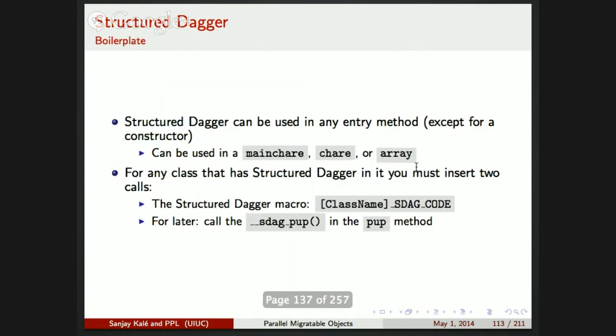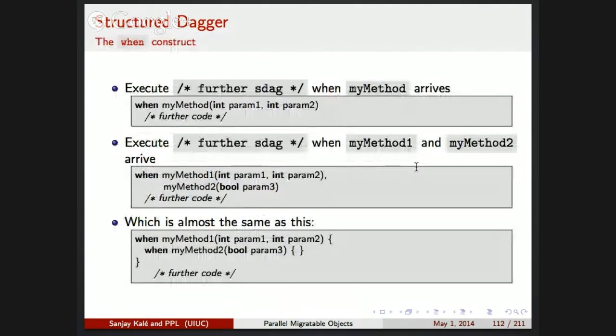Oh, actually, there's a typo on there. That further code in the third thing should be inside the inner braces. Yes, and that's important because that's a lexical scope. Param 1, param 2, and param 3 are in scope inside those braces, the same as they are inside further code in the second listing. Presumably, if you were waiting on those methods to be executed, it's because you were dependent on the data that they contained. And instead of further SDAG in the comments, it should be further code. Yes.